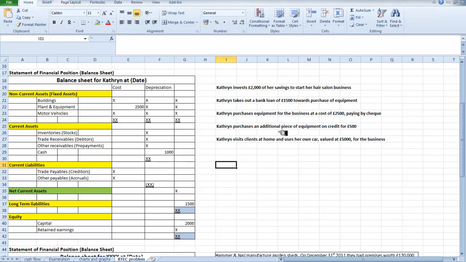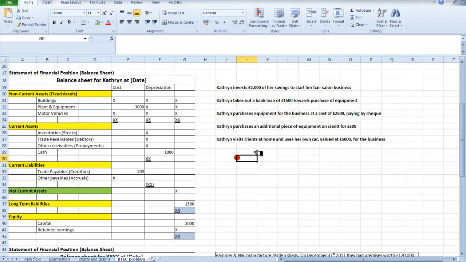And now she purchased an additional piece of equipment on credit for 500. Okay, so she now has £3,000 worth of equipment, but she has a creditor of 500.